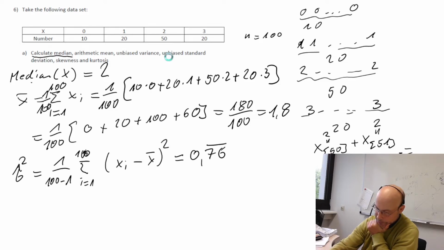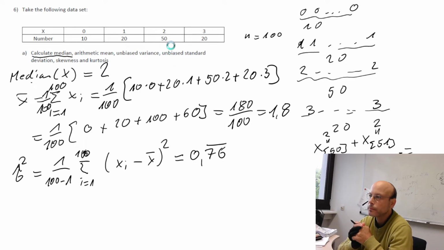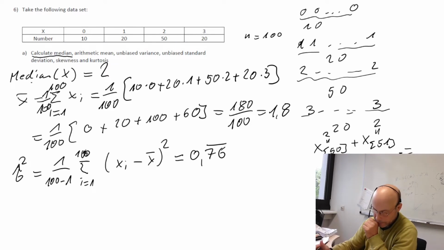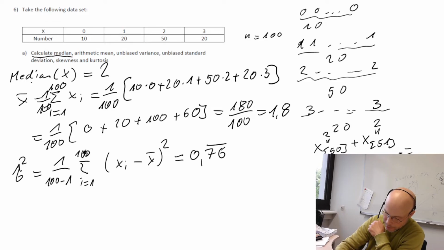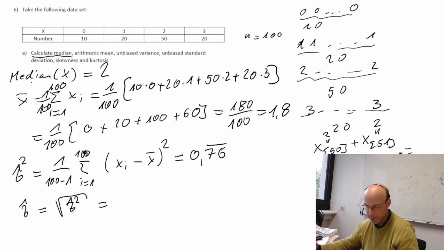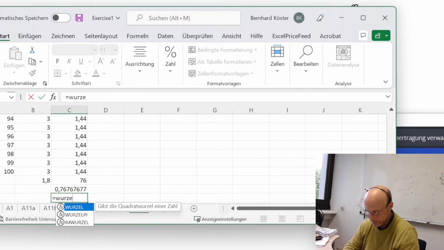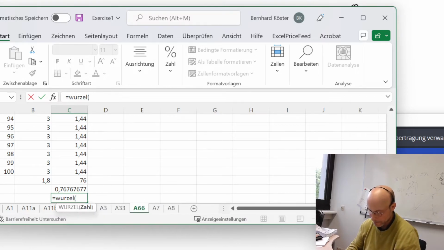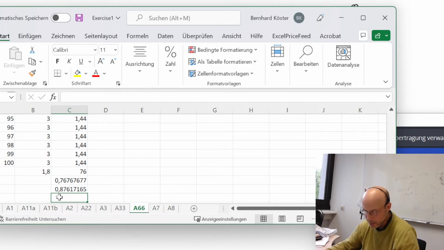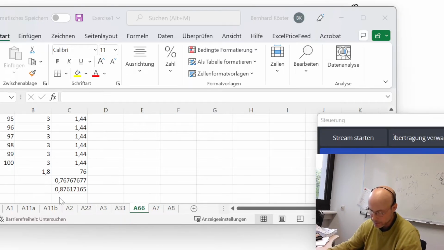Next one, unbiased standard deviation. What do we have to do? Well, just taking the square root. So sigma hat, of course, equals the square root of sigma hat squared. And this will be then, closing brackets, 0.76.